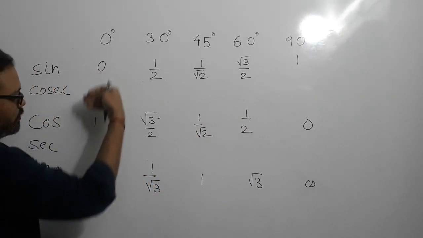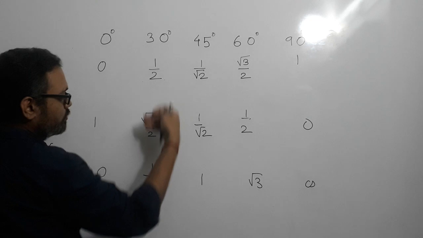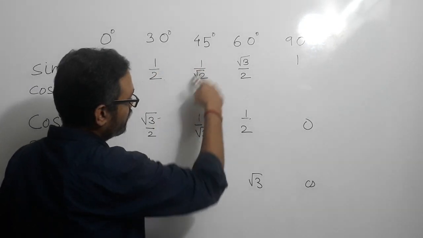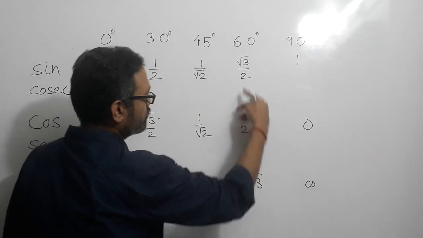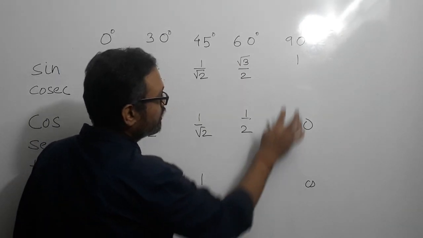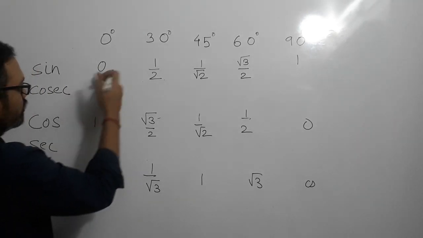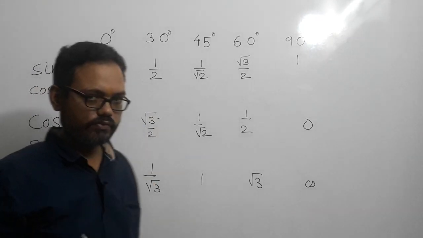What is the value of tan? Tan is sine upon cos, which is 0. This upon this, the 2 cancels, 1 upon root 3. This upon this, which is cancelled, 1. This upon this, which is cancelled, root 3. This upon this, which is infinity. In the same way, for reciprocals, just do the inverse. That's how we have come to this.